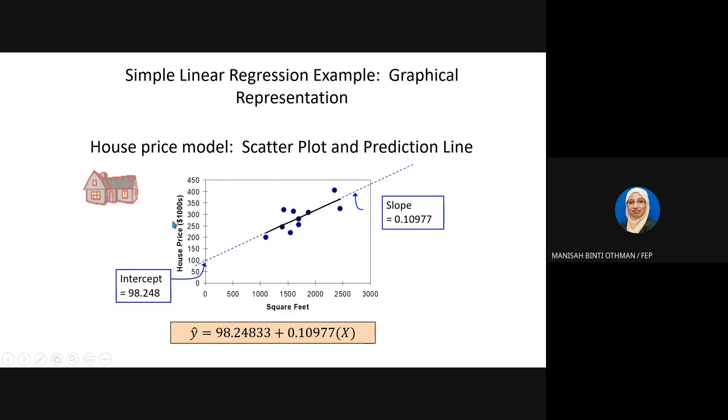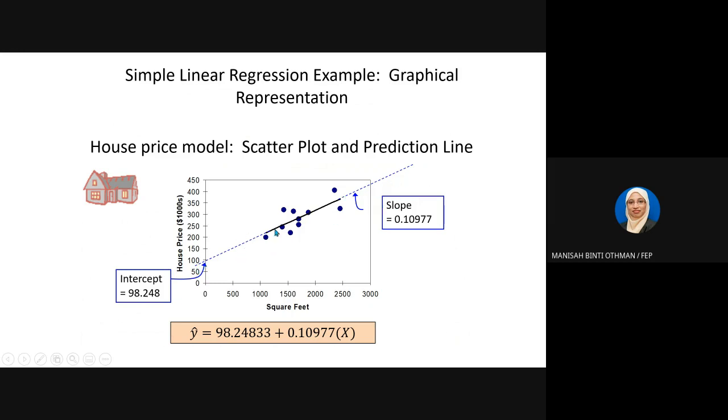So this is how you plot it in your table. You don't have to plot it, this is just to explain. So here is the intercept. You can see the intercept is when x equals 0. So this is the intercept here. And this is the slope of this graph.